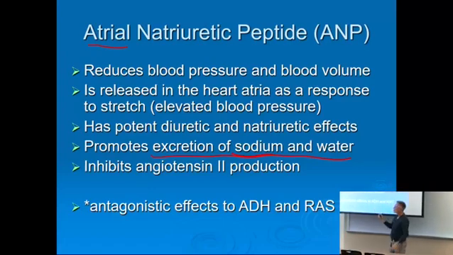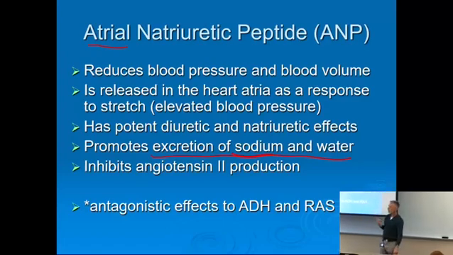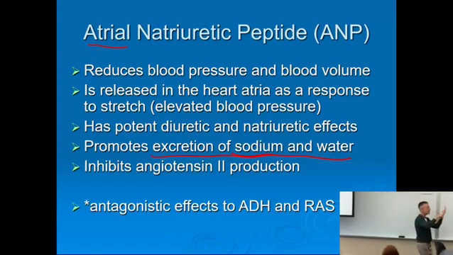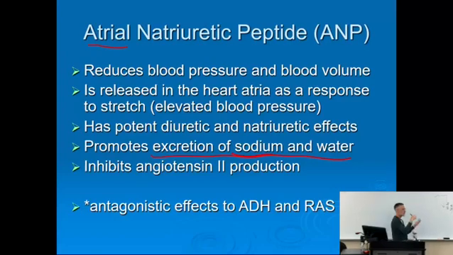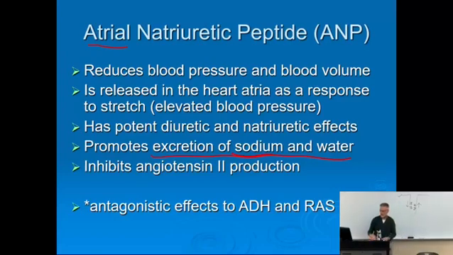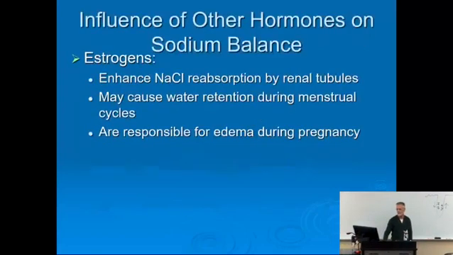ANP is going to get rid of blood volume and fluid in order to decrease blood pressure if it's too high, whereas antidiuretic hormone and aldosterone are going to be working to keep it up. So we have two different mechanisms that work against each other in order to maintain homeostasis, in order to keep it at a nice checkpoint like that.